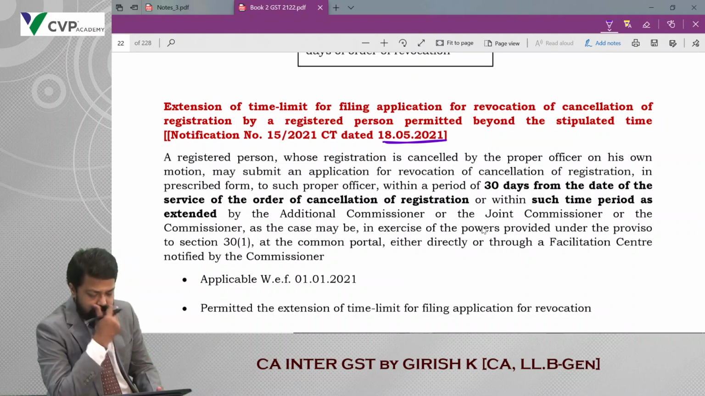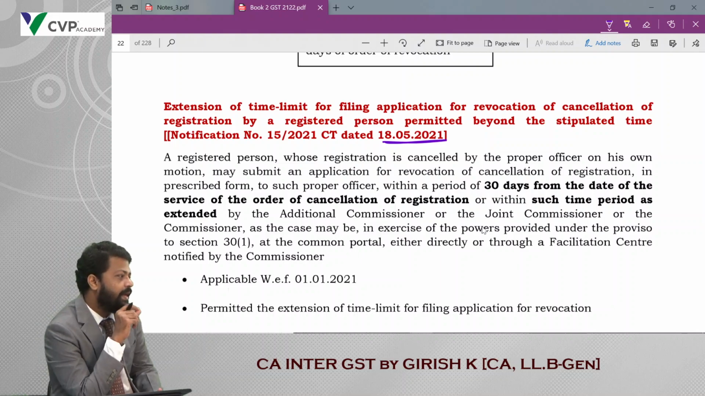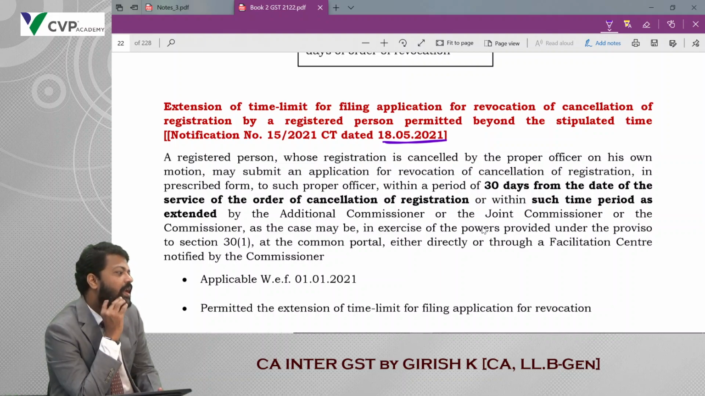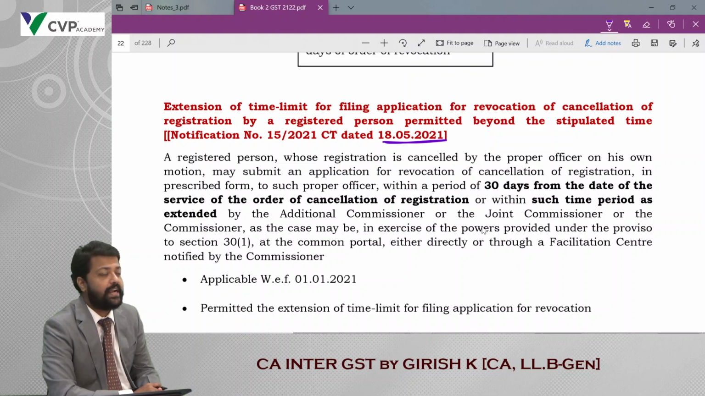A registered person whose registration is cancelled by the officer on his own motion, that is suo motu cancellation, may submit an application for revocation of cancellation of registration in the prescribed form to such officer within 30 days from the date of the service of the order of cancellation of registration, or within such time period as extended by the additional commissioner or joint commissioner or the commissioner, as the case may be, in exercise of the powers provided under the proviso to section 30 subsection 1, at the common portal, either directly or through a facilitation center. This is applicable with effect from 1st January 2021.